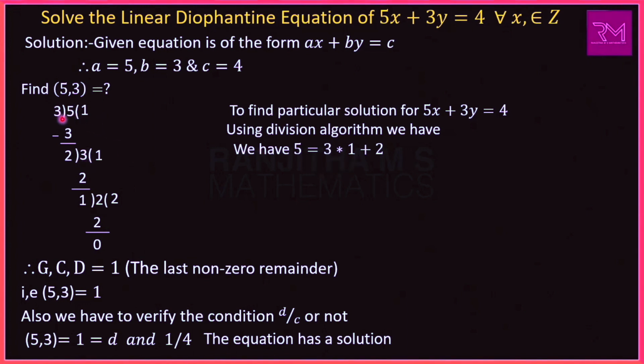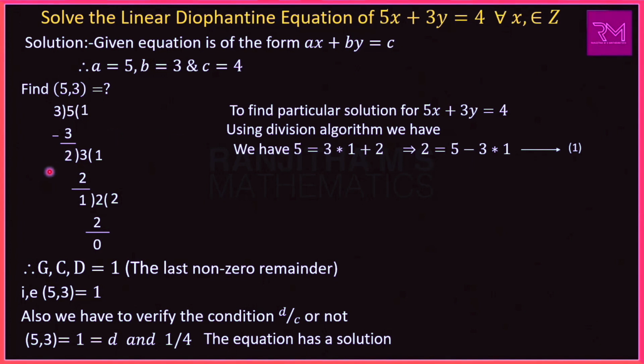So with the help of the division algorithm method we can write the dividend 5 is equal to the divisor 3 into the quotient 1 plus the remainder 2. In the similar way we apply the division algorithm method here. Here 5 is equal to 3 into 1 plus 2, or we can take the value 2 to the left-hand side, and we get 2 is equal to 5 minus 3 into 1. Call this equation number 1.